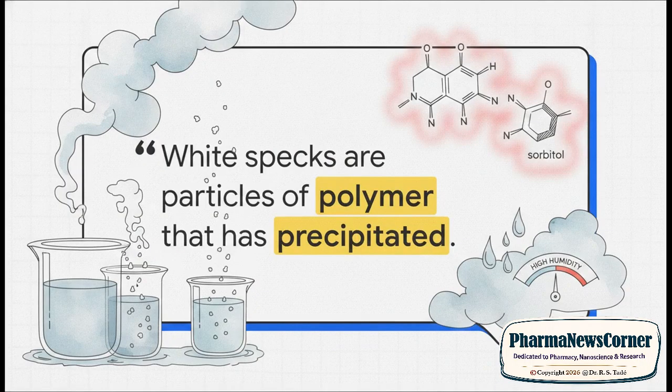The chemical diagnosis for blushing is pretty clear. Those white specks are actually particles of polymer that have precipitated, usually as a result of an excessively high coating temperature. To cure blushing, you just have to drop that drying temperature. Plus, you need to avoid using sorbitol with certain polymers, like cellulose ethers, which can actually trigger this precipitation. As for blooming and hazing, that fogged appearance is also driven by high temperatures during formulation or just exposure to high humidity. So strictly controlling your environmental humidity is the absolute key remedy there.